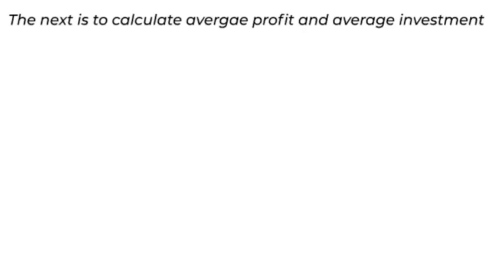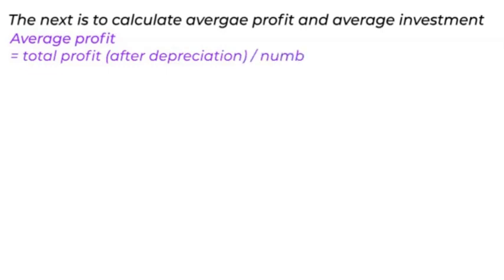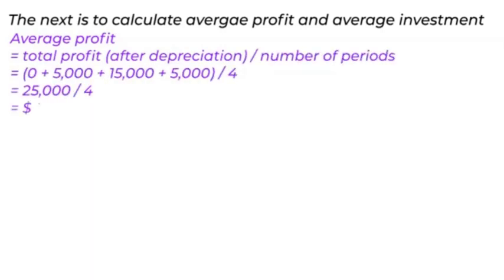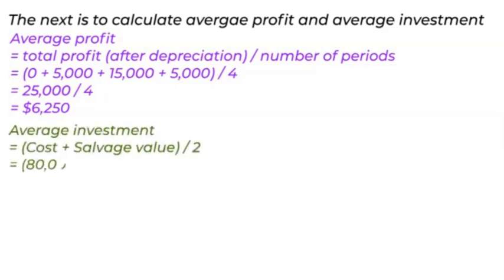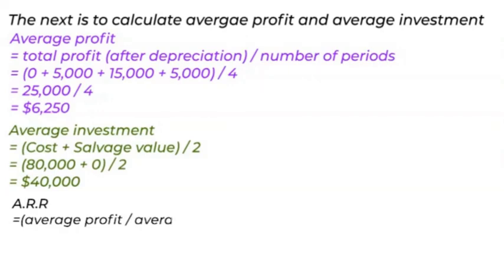So now going back to the calculation of the ARR, which is the estimated average profit divided by average investment times 100. The first is to calculate the estimated average profit, which in this case is the profit after depreciation divided by number of years. So that gives us 25,000 divided by 4, and that is $6,250. Estimated average investment, which is cost plus salvage value divided by 2, is 80,000 plus 0 divided by 2, and that gives us $40,000.